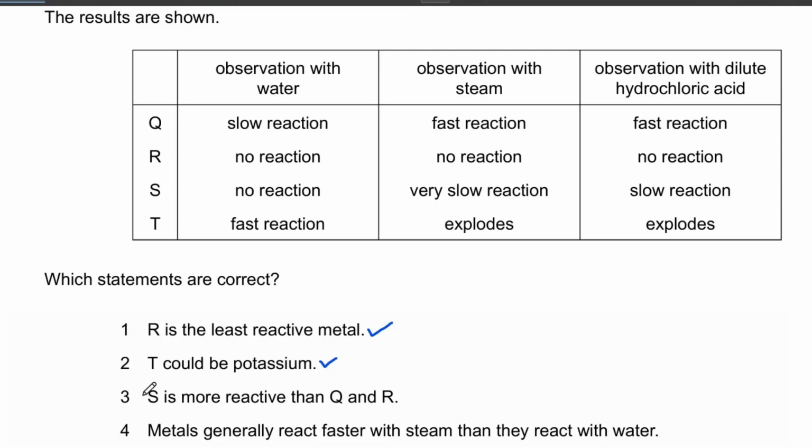Okay. Then 3, S is more reactive than Q and R. This is S, more reactive than Q. Okay, it does not react with water, but Q reacts with water. S reacts very slowly with steam, but Q reacts fast with steam. Slow with hydrochloric acid, but Q fast with hydrochloric acid. So that means Q is more reactive than S. So option 3 is wrong.